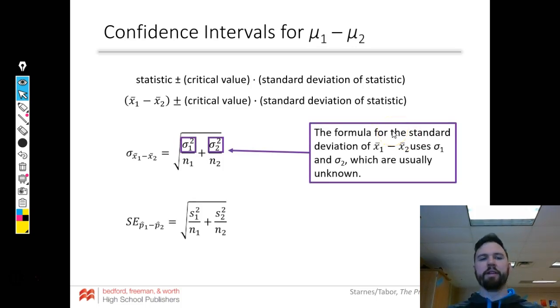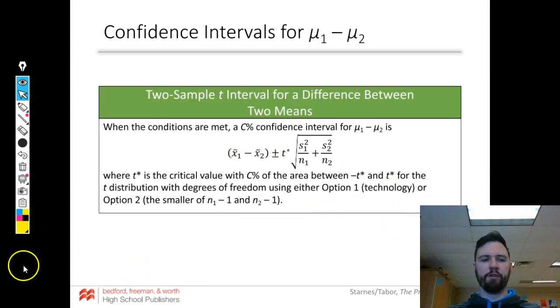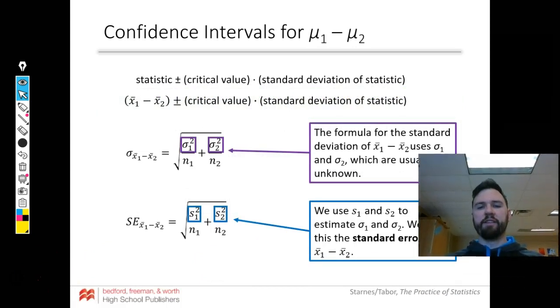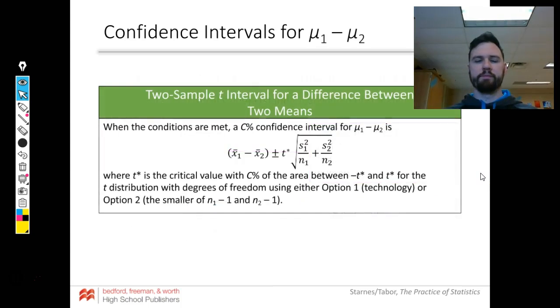Ta-da! Oh wait, no, that's not it. One second, I want to go back. There's a question on that all the time. So if you're ever asked what's the standard error, the standard error is this piece right here. Okay? Ta-da! That's your formula. Conditions are met to find a C confidence interval.